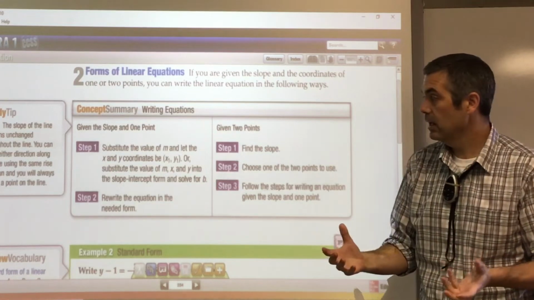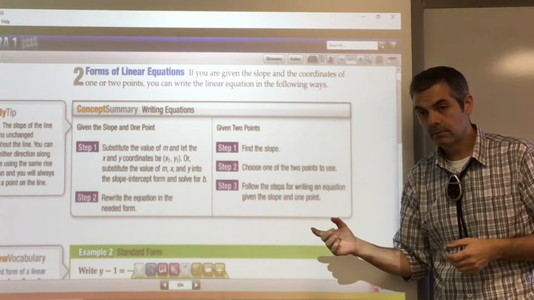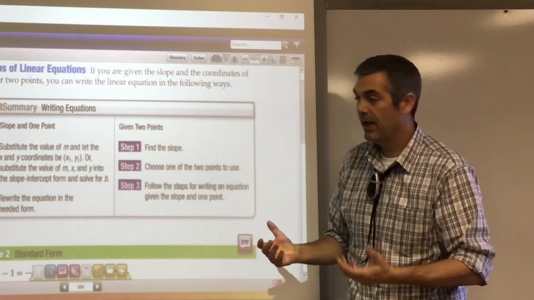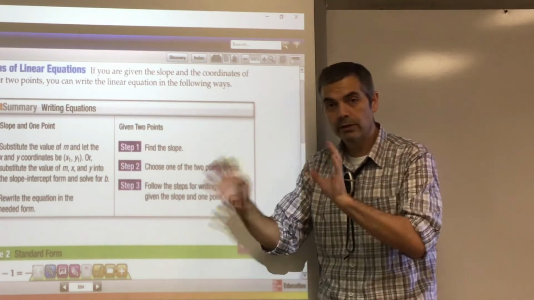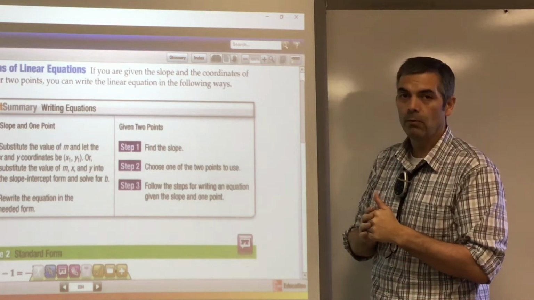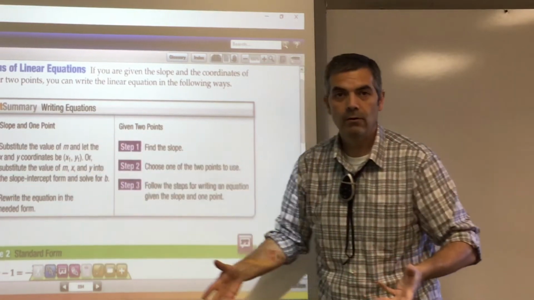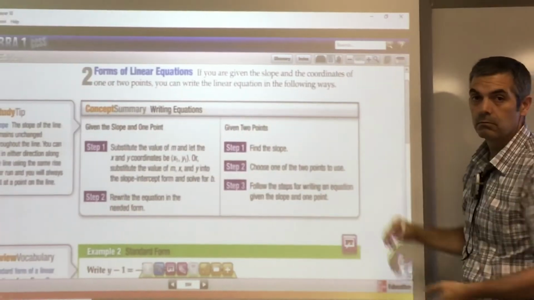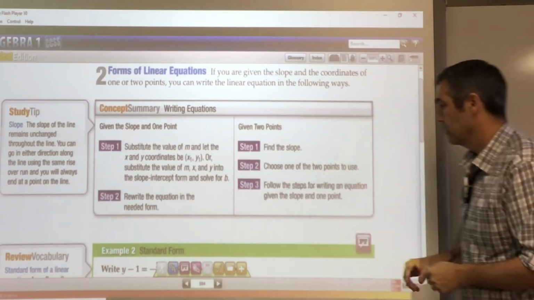So you can do that if you're given the slope and 1 point. Now if you're given 2 points, you find the slope, you have to have that. You choose one of the 2 points to use, so you get to choose one of the two, and then you follow the steps for writing an equation given the slope and 1 point. So you do this, and you go back over here and follow along on that, okay? Really, this right here has really good instructions on how to get it into one of your forms, okay?